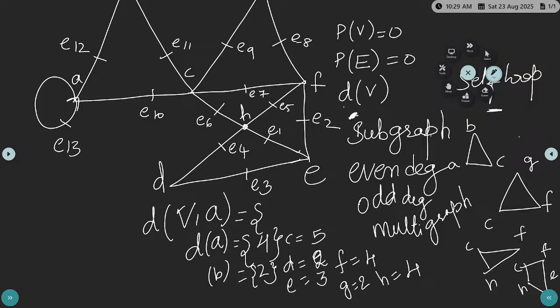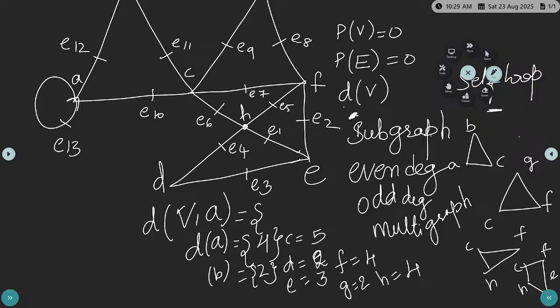Next, what is the even degree of the graph? Even degree means what? Again you are going to see these vertices. Just you will say A is even degree, B is even degree, D is even degree, F and G and H are even degrees. What are odd degrees? C is odd degree and E is odd degree. Clear? Next one. What is a multigraph? Is there any multigraph in this graph? Yes or no?